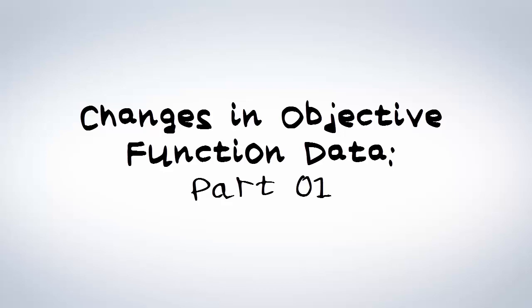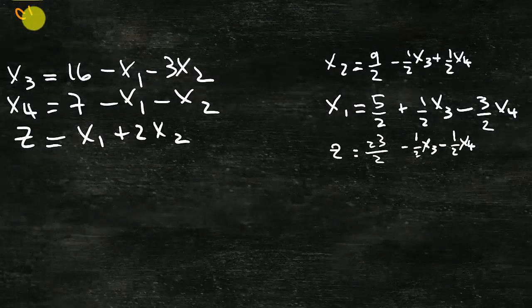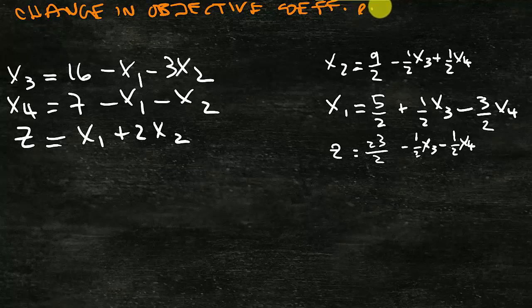Okay, so now we're dealing with a change in the objective function coefficient. Let's say, for example, that the implied 1 here is going to become 1 plus delta. So the question is, how is that changed? This 1 is going to go to 1 plus delta.